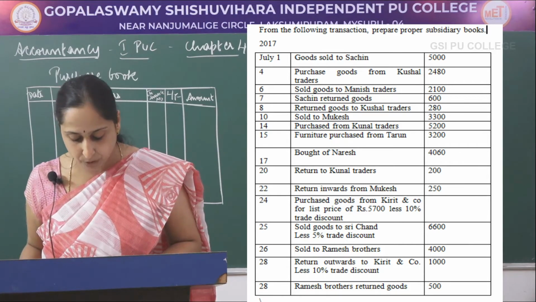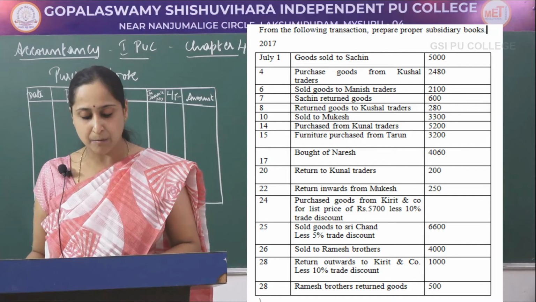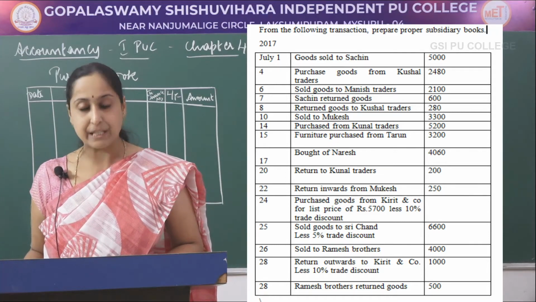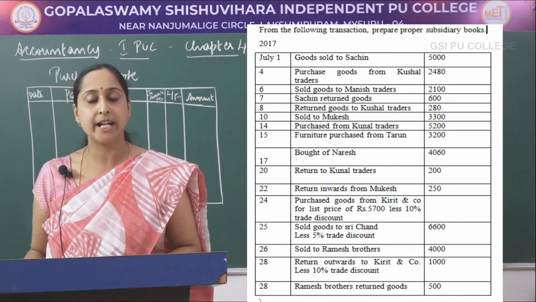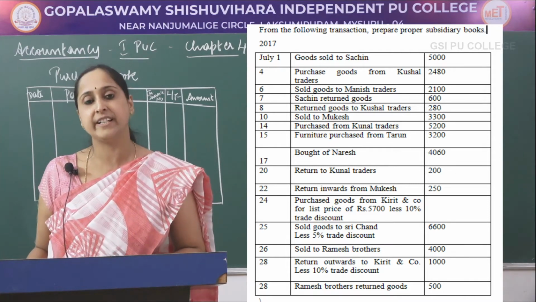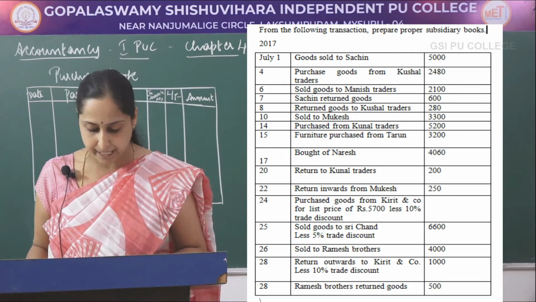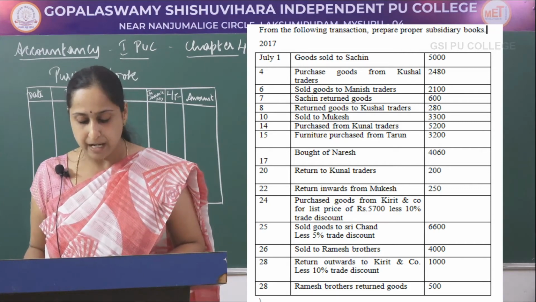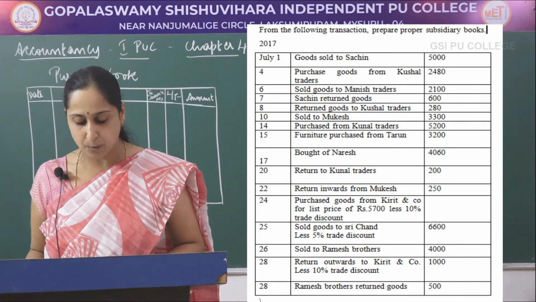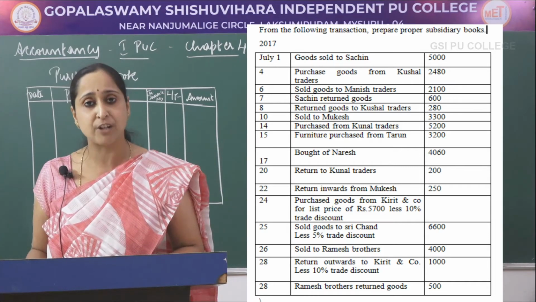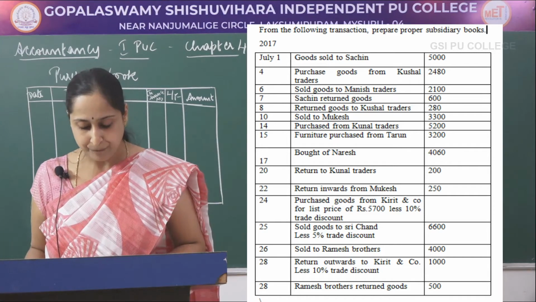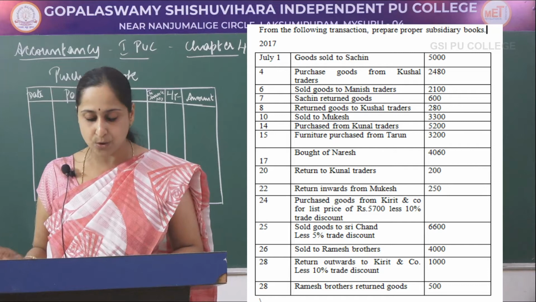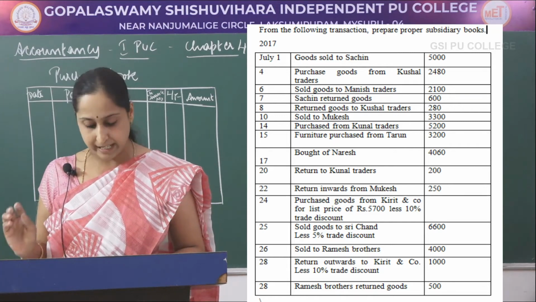On 24th, purchase goods from Kirit and Company for list price of 5,700 less 10% trade discount. This you have to record it in purchases book after deducting trade discount of 10%. On 25th, sold goods to Sri Chand less 5% trade discount. This is again sales book. We have to record this in sales book. On 26th, sold to Ramesh Brothers. Again we are selling goods. This we have to record it in sales book.